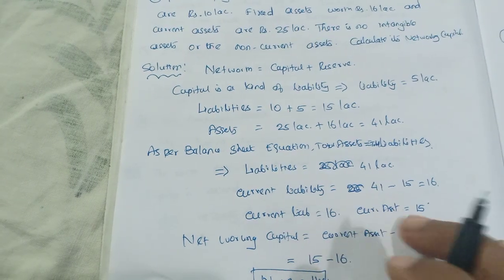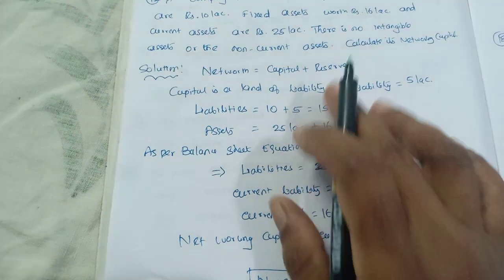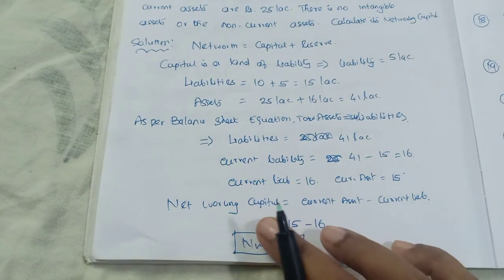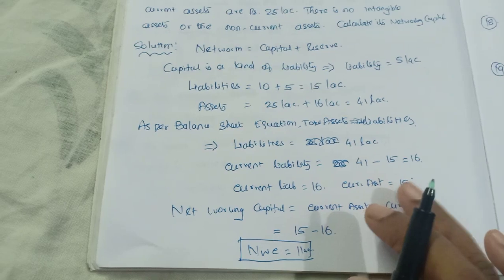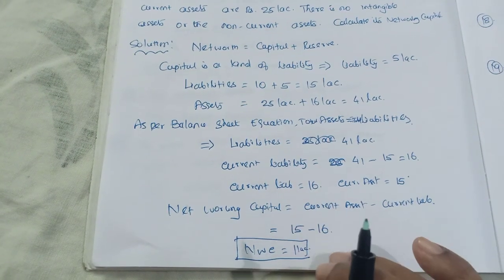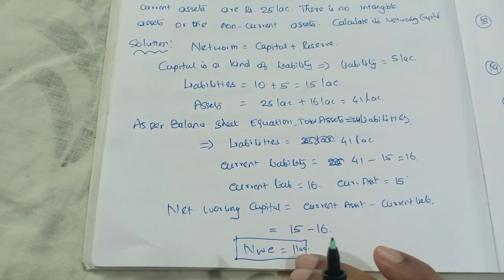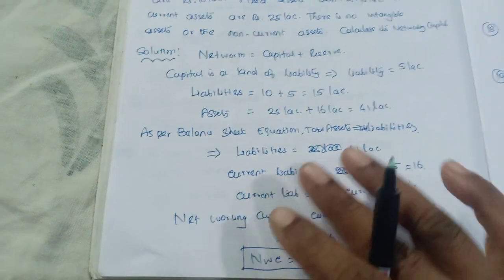Current liability is 26 lakh and current assets is 25 lakh. Net working capital, we all know the formula: net working capital is current assets minus current liabilities. Current assets is 25 and current liabilities is 26. So net working capital is minus 1 lakh. This is our solution.